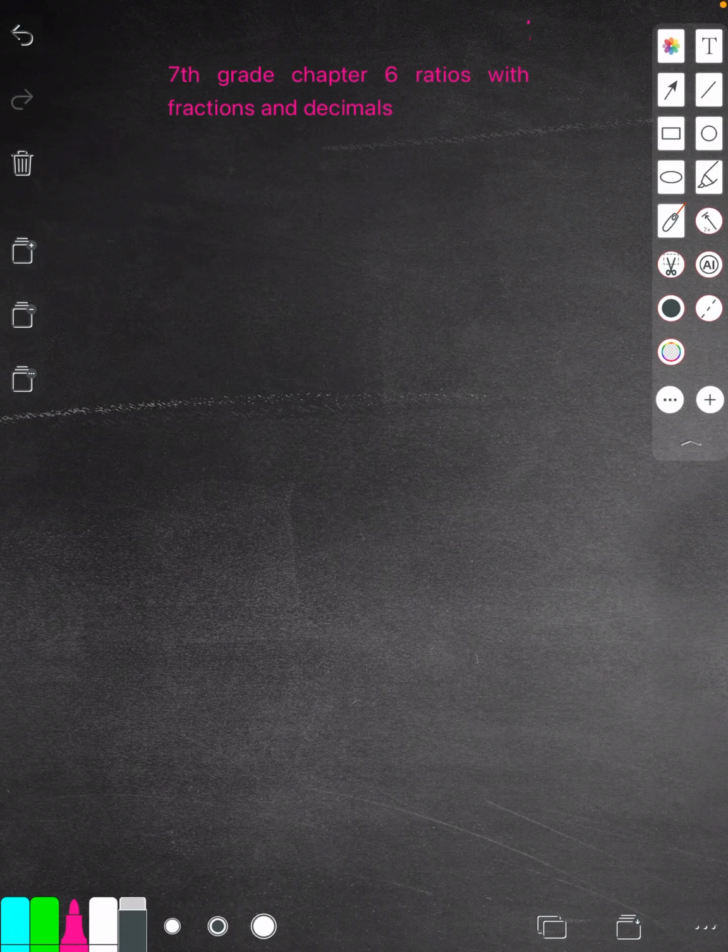Let's look at some harder ratios to simplify from the 7th grade material. These are similar to ones that you would find in chapter 6 and would be helpful for your study guide for the chapter 6 test. All right, let's go ahead and look at this one.